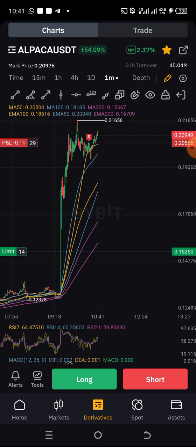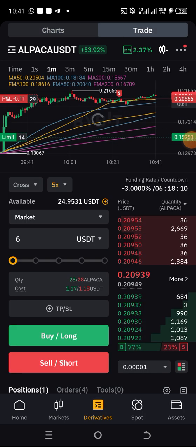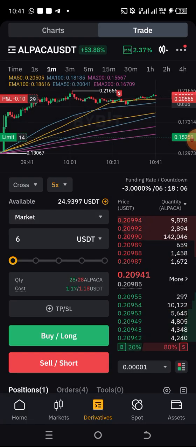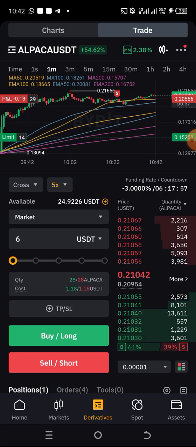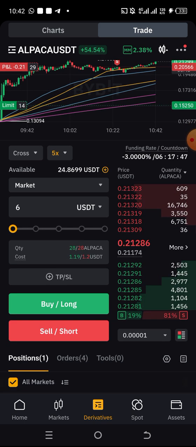So how do you place a sell trade? You click on sell right here. When you click on sell, you change this to market order. After you change, make sure you select the right leverage. If you want to place a sell trade, it is better you use from 2 to 5x. So I want to use 5x, and make sure you calculate your capital.